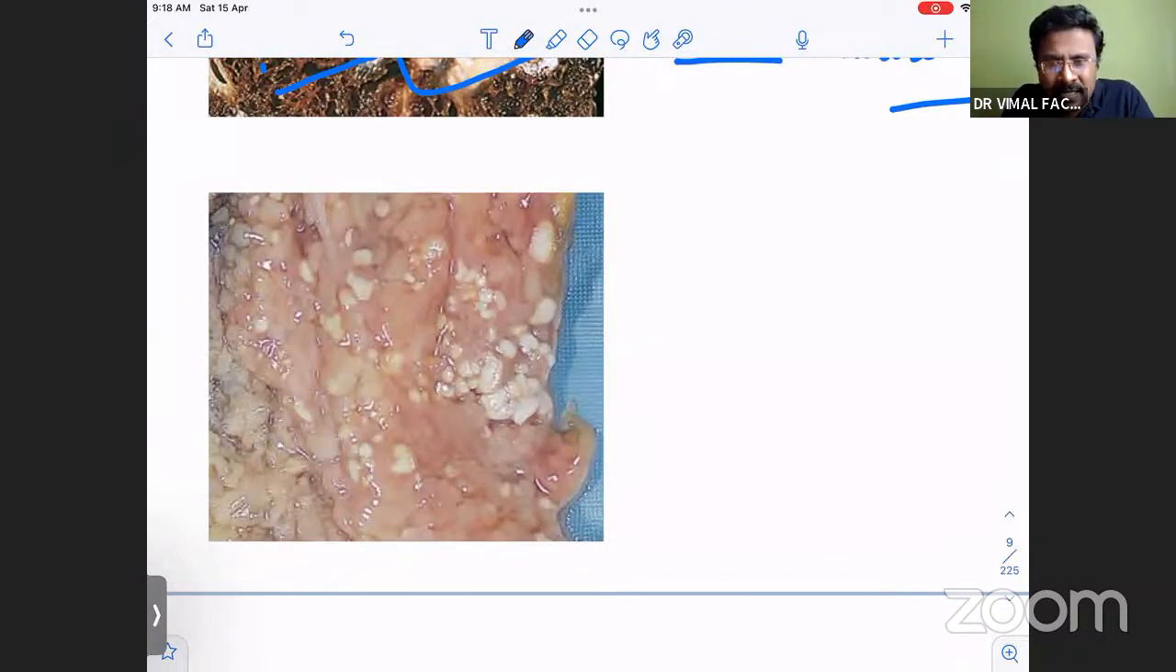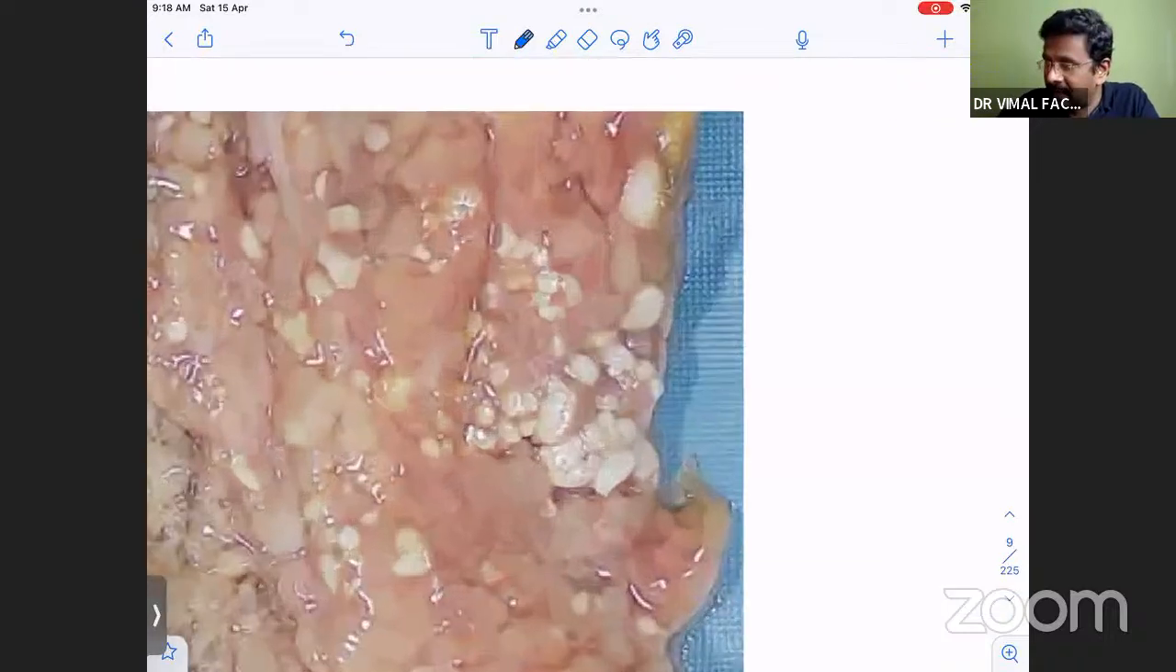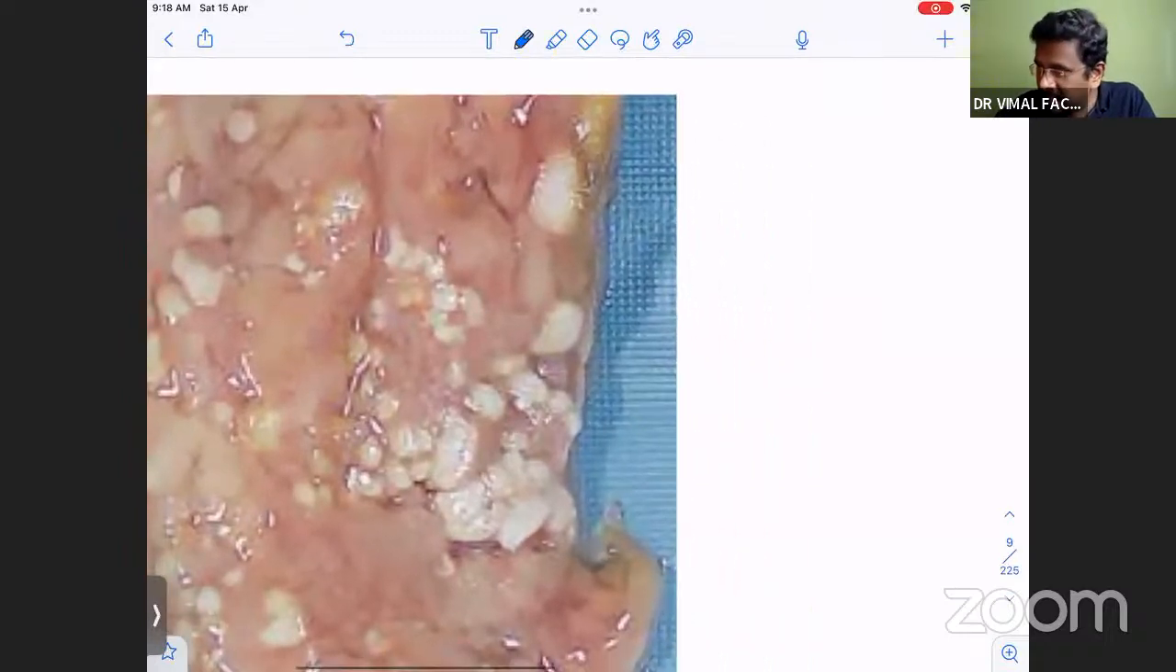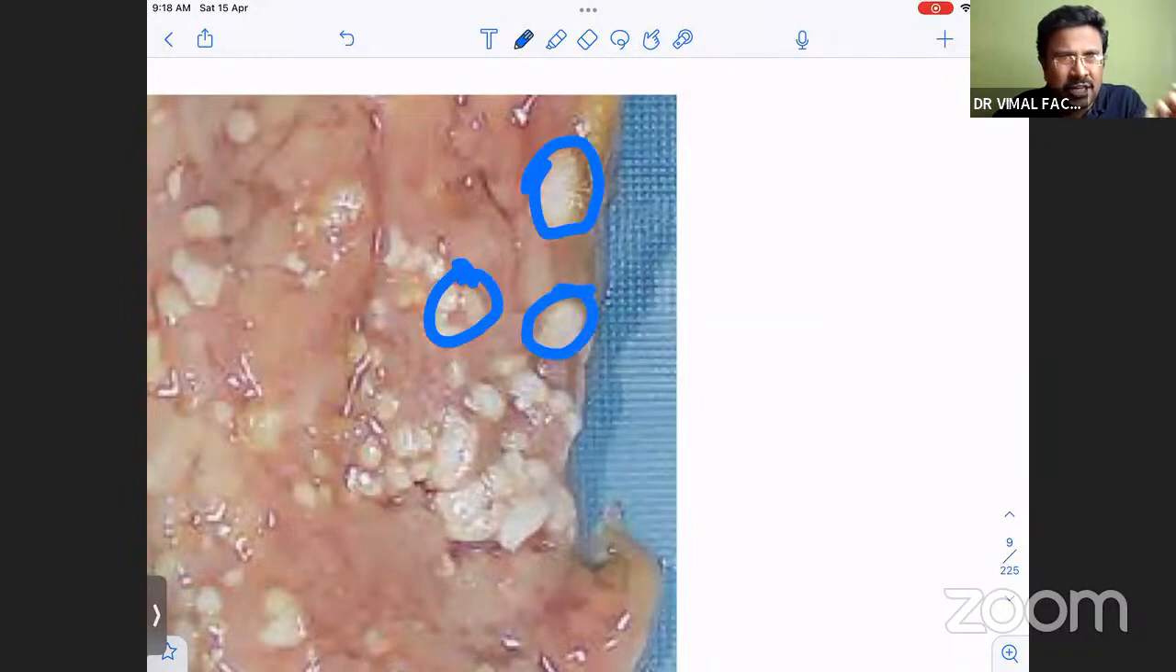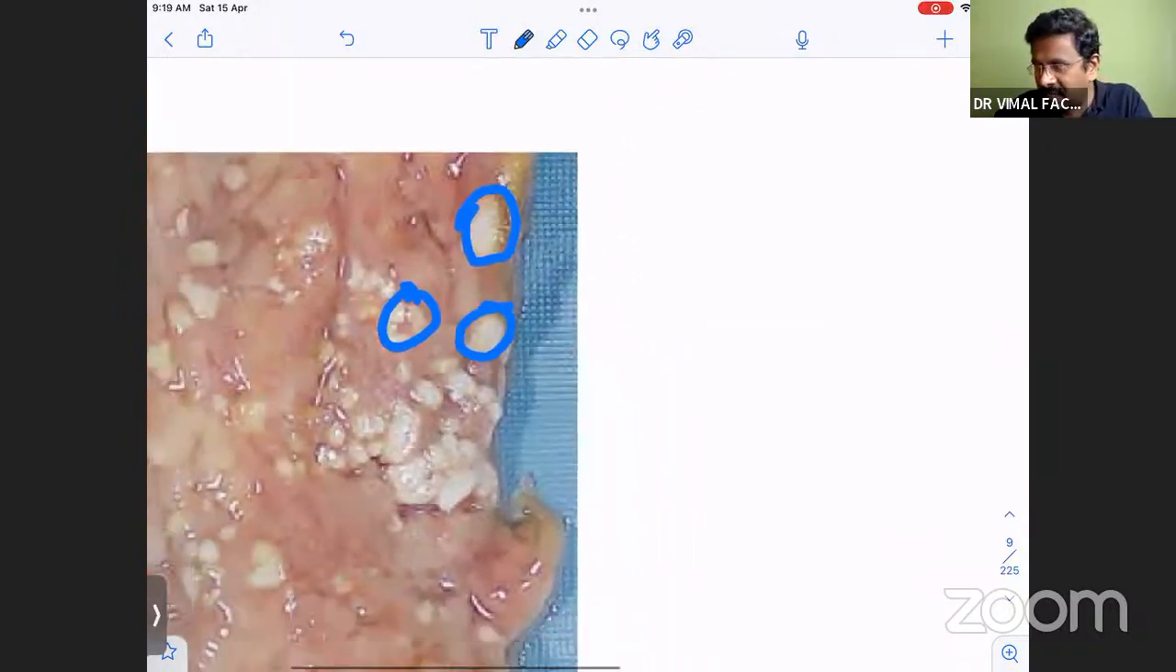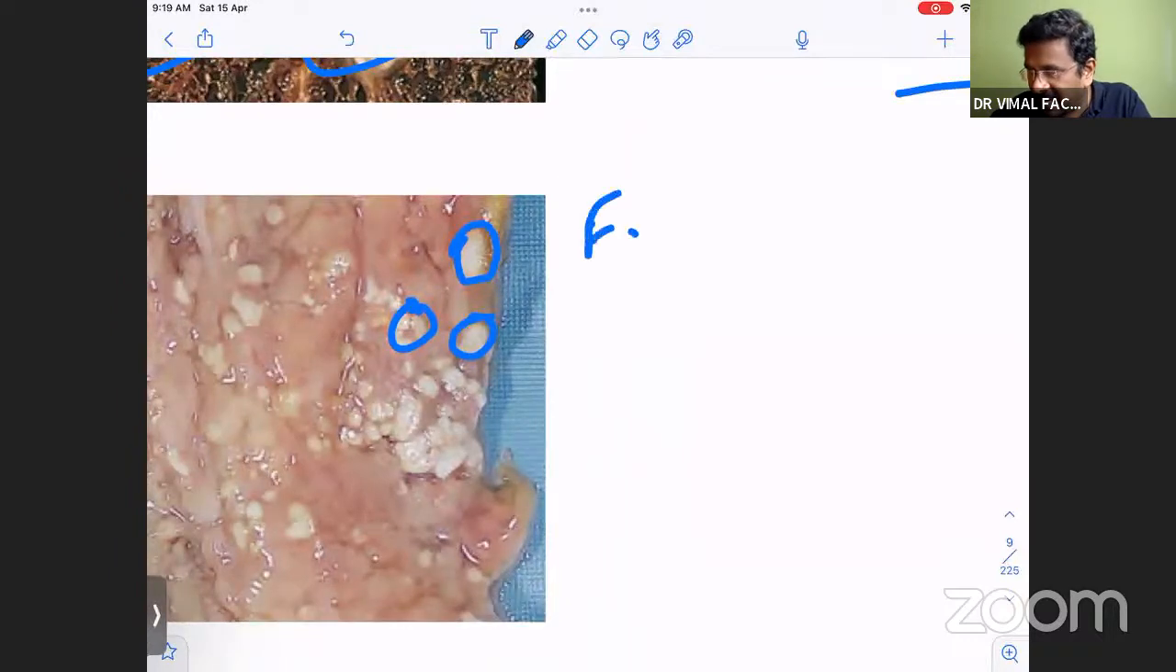And this is called fat necrosis. So this is a favorite picture of your examiners. This is actually omental tissue, and in the omental tissue you can see these whitish deposits. Can you see the whitish gritty deposits? So what are these things? In fat necrosis, yes, now we are talking about fat necrosis.